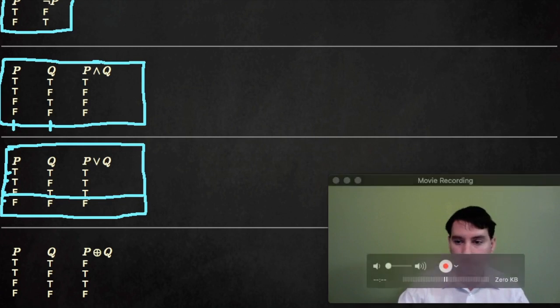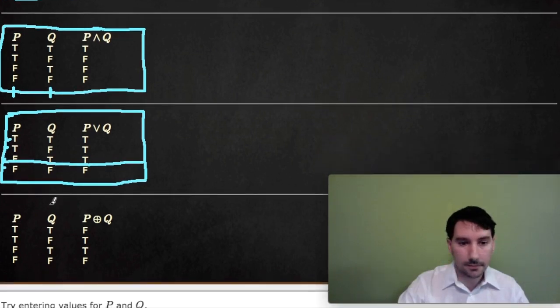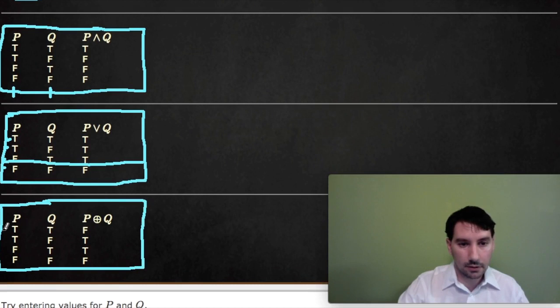And the last table is the exclusive OR table, which is just like the OR table, except for in the first row, you can't have both. So true and true, true exclusive OR true is false.